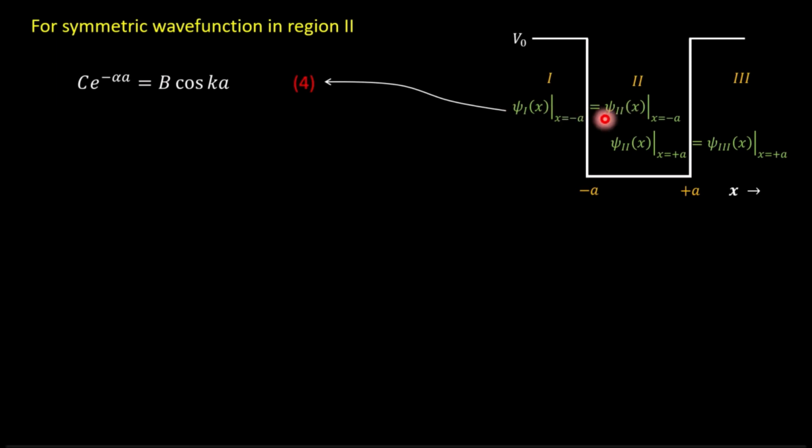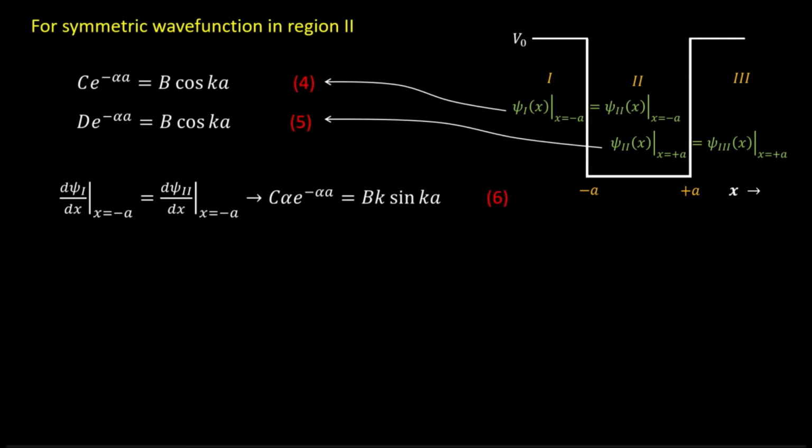This continuity condition leads to the equation c e raised to minus alpha a equal to b cos ka at x equal to minus a. Similarly, the boundary condition at the second boundary leads to the equation d e raised to minus alpha a equal to b cos ka. And the continuity of the first derivative at the boundary gives us another equation: c alpha e raised to minus alpha a equal to bk sin ka.